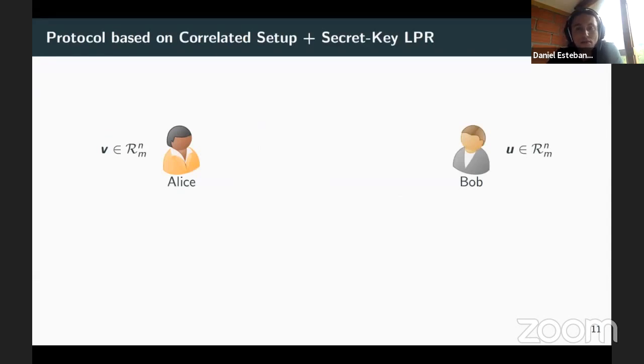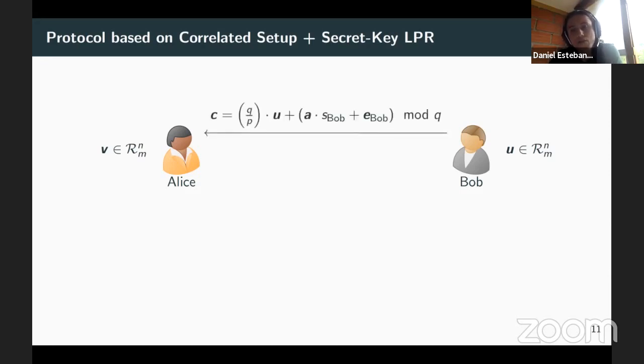So what is the protocol now with this new setup? Alice again has an input V, and Bob has an input U. What Bob does is send this value to Alice. It's only one vector of ring elements, and it's Q divided by P times U plus this term that is supposed to be masking exactly Q divided by P times U. I didn't write it like that, but this is essentially a secret key LPR encryption of Bob's input. So this is what Bob sent to Alice.